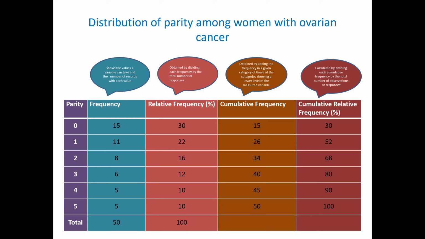That is, we standardize it. 15 over 50 times 100 gives us 30%. 11 over 50 times 100 gives you 22%. The third one, the people that have 2, 8 over 50 times 100 gives you 16%. If you add all the percentages together, it will give you 100, just like when you add all the frequencies together, they give you the total, your sample size, in this case 50. But when you standardize it and change to percentage, the total will be 100.